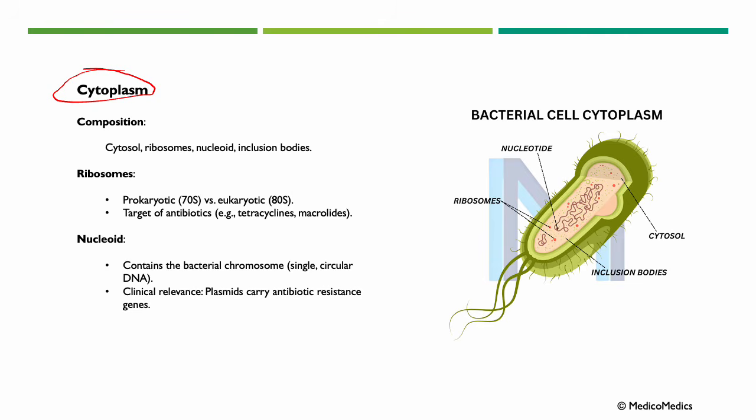Now, what about the cytoplasm of the bacteria? Well, it's composed of the cytosol, ribosomes, nucleoids, inclusion bodies. Now, this is super important. The ribosomes in prokaryotic cells are 70S versus eukaryotic, it's 80S. Now, what does this mean?